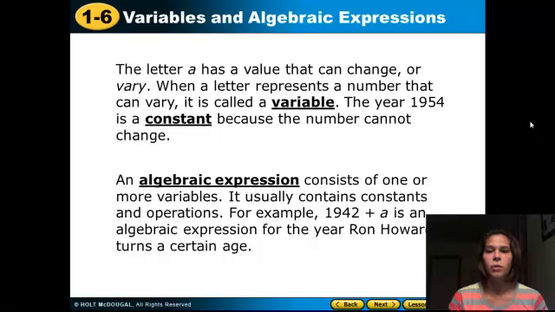An algebraic expression consists of one or more variables. It usually contains constants and operations. For example, 1942 plus A is an algebraic expression. That's what we used for Harrison Ford.